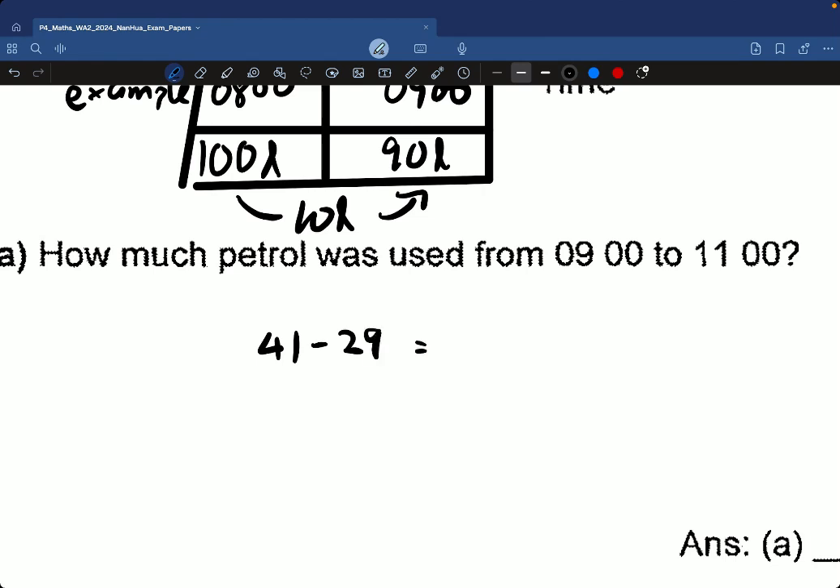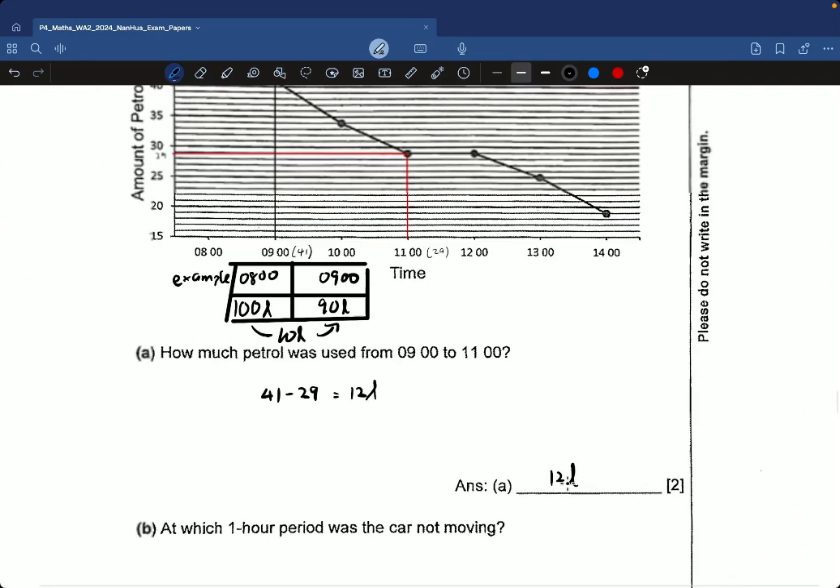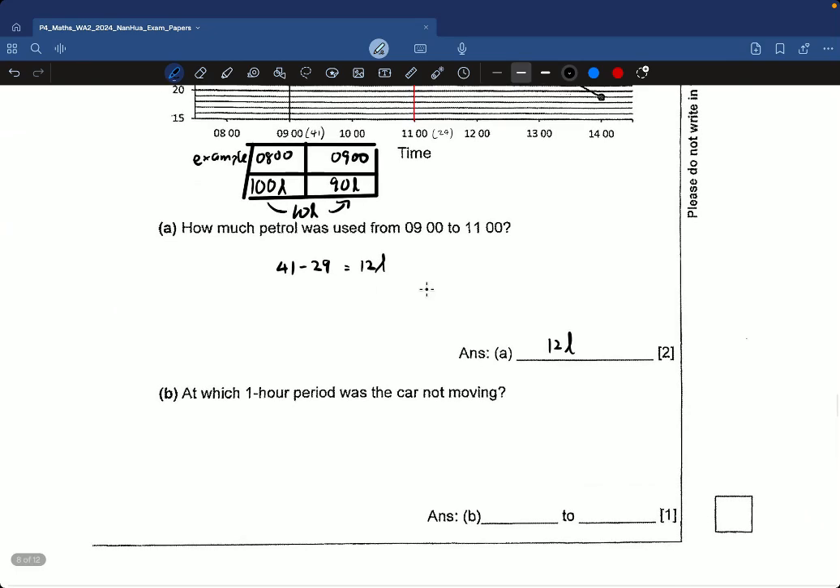And this returns us, what's the result? This is 12 liters. Okay, so we can just put here as 12 liters. That's what you see over here. Right, the next one, question B.